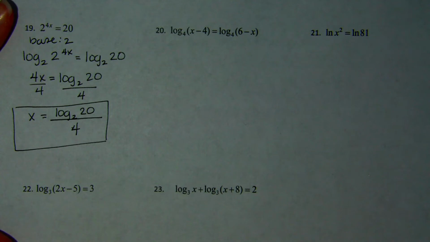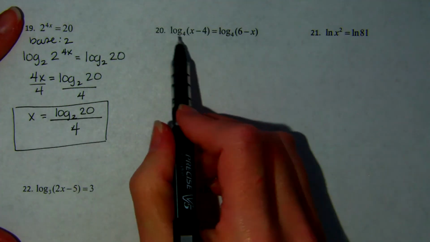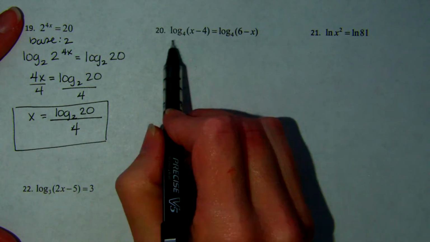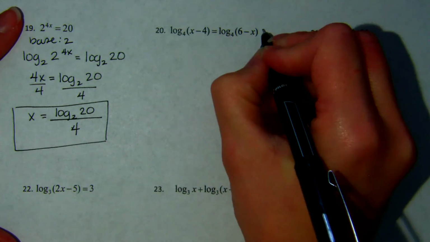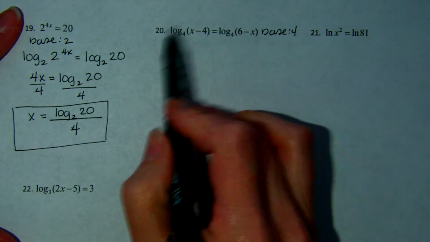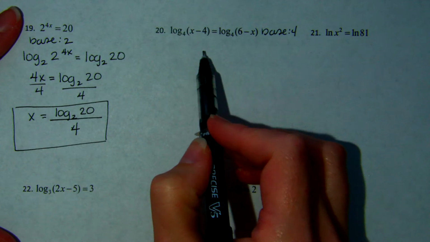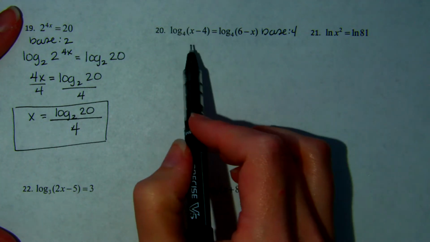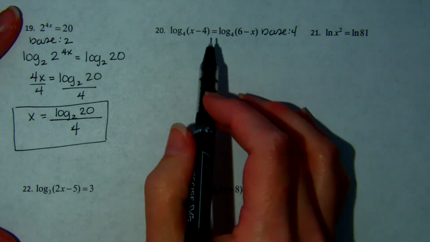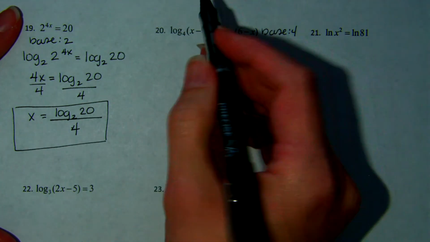All right, the next 4 problems are log expressions. So guys, we want to check and make sure our bases are the same. I have a log on both sides. For both of these, my base is 4. So when I make these an exponent, I'm going to use a base of 4. The other thing I want to do is check for extraneous solutions. I want to exclude some solutions before I get too far.